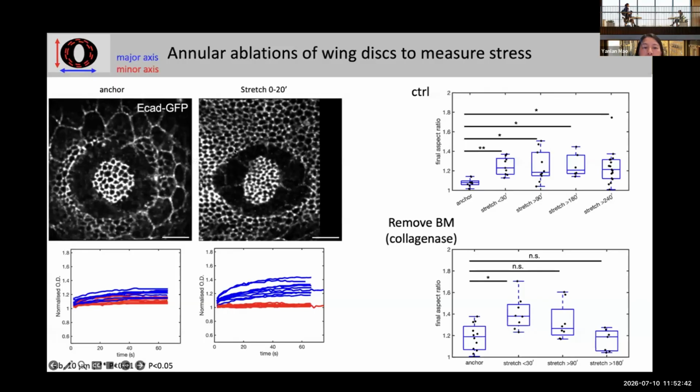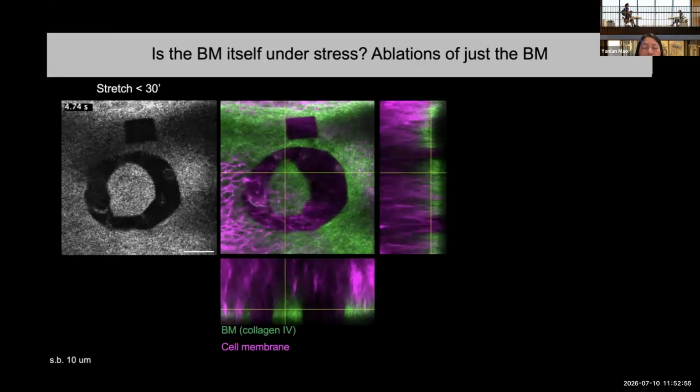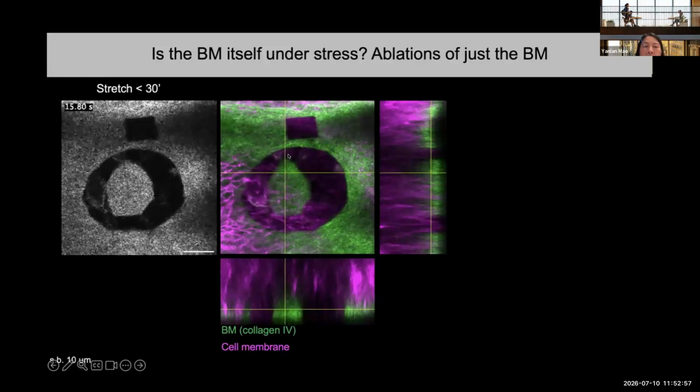So just to be clear, what we do here is we ablate the apical surface, the top apical surface of the cells, and the basement membrane, remember, as I said, is really quite basally underneath the cells. And so is the basement membrane itself also under stress? So what we can do is similar experiments, but cutting just the basement membrane.